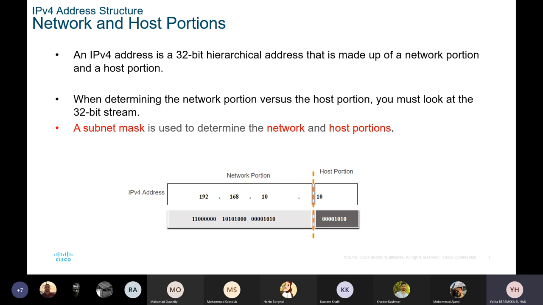Additionally, to distinguish how many bits are in the network portion, we have to use the subnet mask. Now, here you see in this example that if we have the IP address 192.168.10, we have in binary code these combinations of octets: 11000000, 10101000 for 168, and 00001010 for the third octet.